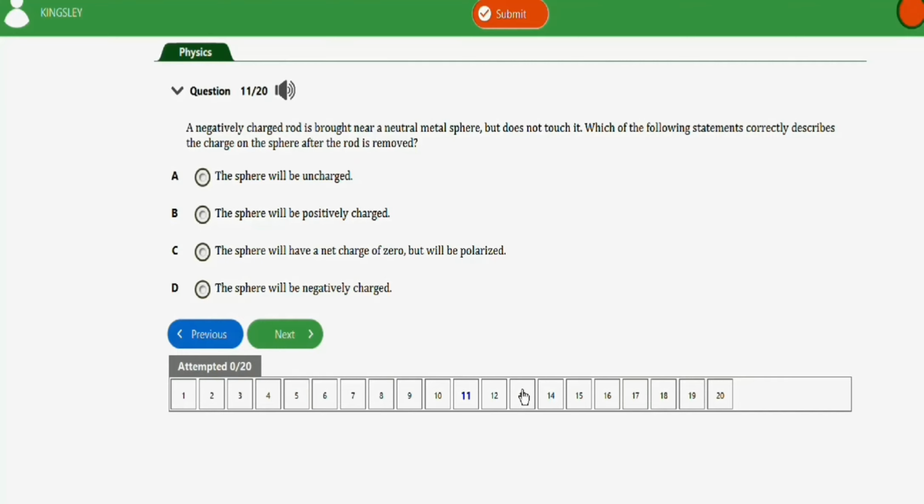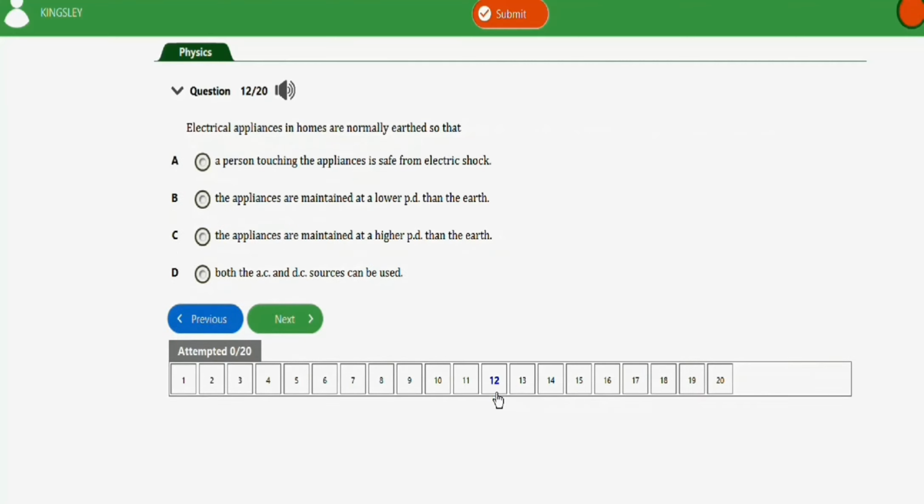Okay, the next repeat question says electrical appliances in homes are normally earthed so that, I think I've answered this question before, but let's see the options. Option A, a person touching the appliances is safe from electric shock. That's the answer, guys. Option B says the appliances are maintained at a lower potential difference than the earth. No. Option C, the appliances are maintained at a higher potential difference than the earth. No. Option D, both AC and DC sources can be used. No. It is option A, to prevent electric shock or to make the person touching the appliances safe from electric shock. That's the right option, option A.